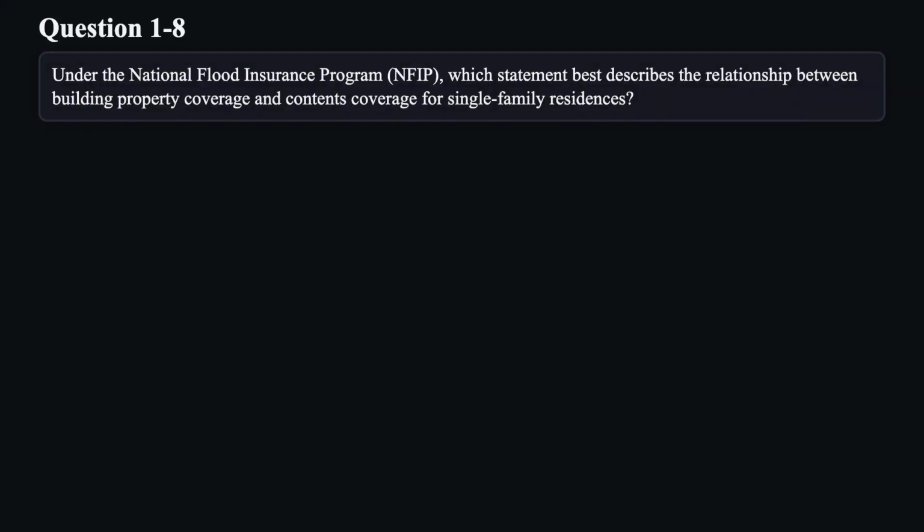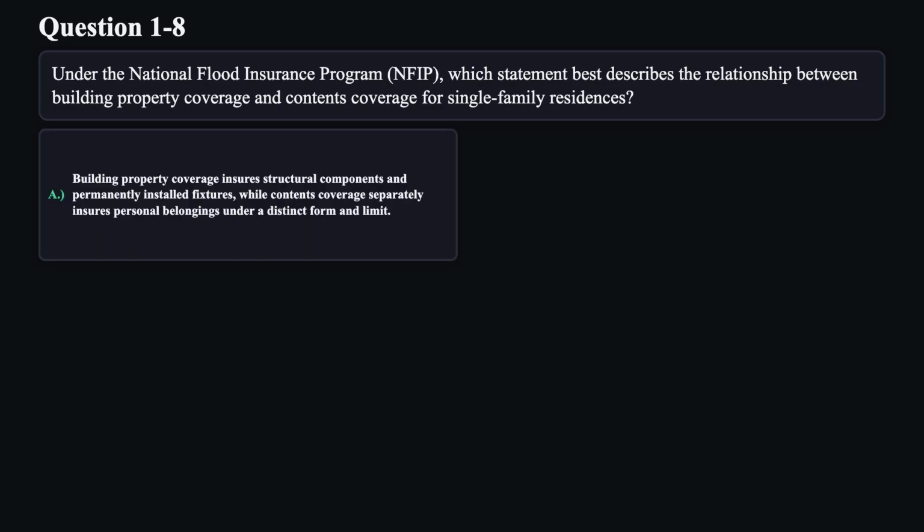Question 8. Under the National Flood Insurance Program, NFIP, which statement best describes the relationship between building property coverage and contents coverage for single-family residences? A. Building property coverage insures structural components and permanently installed fixtures, while contents coverage separately insures personal belongings under a distinct form and limit.